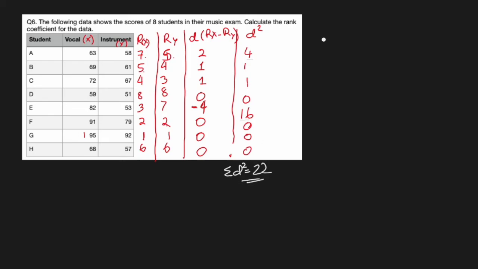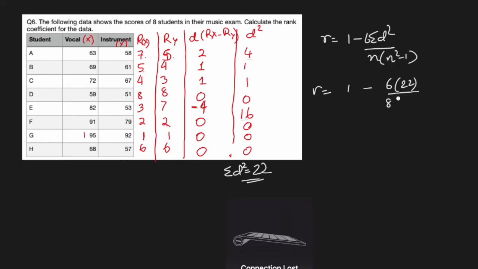Total is 22. Now Pearson's coefficient of rank will be R equals 1 minus 6 sigma d square over n square minus 1. So we know everything now. 1 minus 6 sigma d square is 22 over number of data is 8, then 64 minus 1. 8 square is 64 minus 1. 1 minus 132 over 8 times 63, 504. Okay, just put this in a calculator, you get your answer.